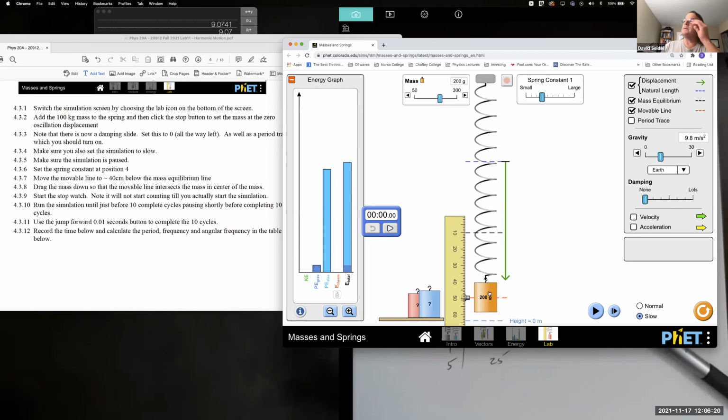And it's paused. Okay, run the simulation until just before 10 cycles get complete. Now remember, a cycle is up and back down. It's going to be right when it crosses around 0. So I'm going to start my stopwatch. Notice it's not counting because I haven't hit go.